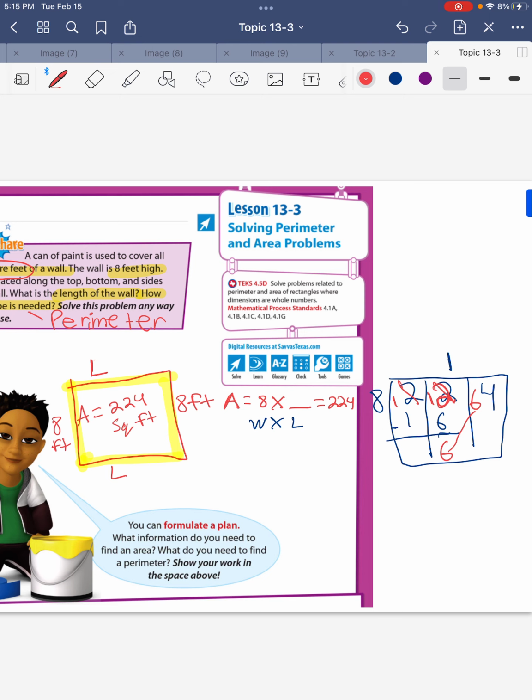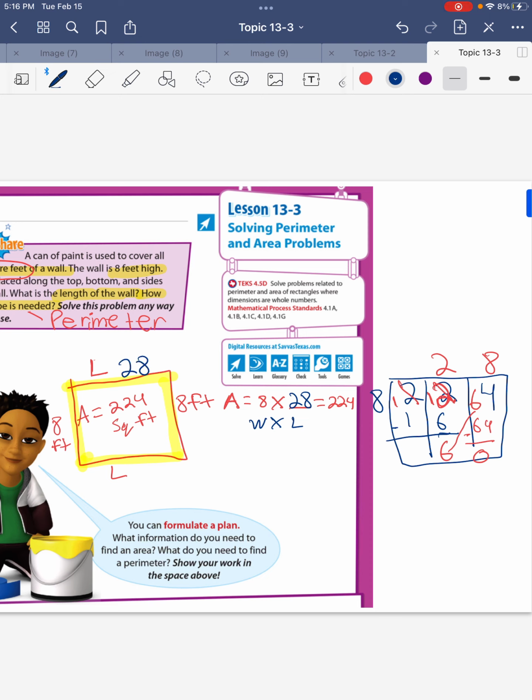Okay, I just saw that I made a mistake. I put 8 times 1 is 16. That's not true. 8 times 2 is 16. My bad. Okay. So now I have to see how many times 8 can go into 64. 8 times 8 is 64. 64 minus 64 is 0. So I know that 224 divided by 8 is 28. So that would mean that 8 times 28 gives me 224, okay? So now I know that my length is actually 28.